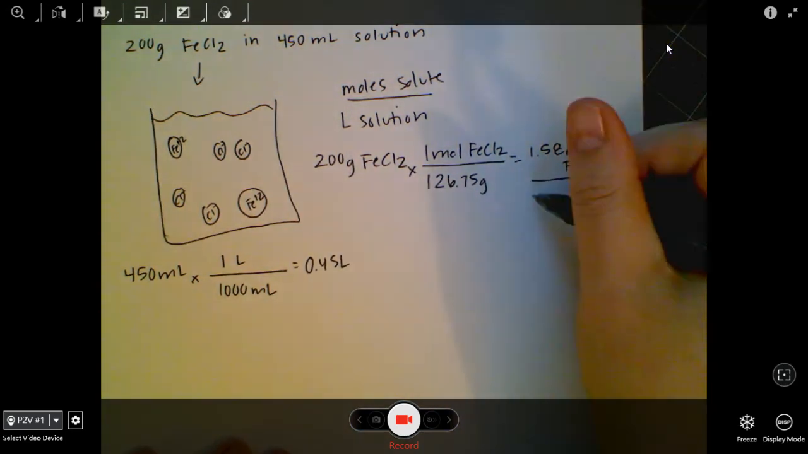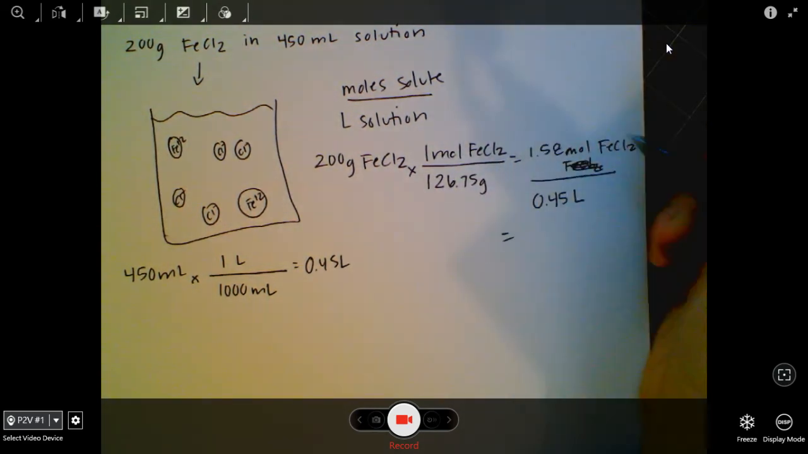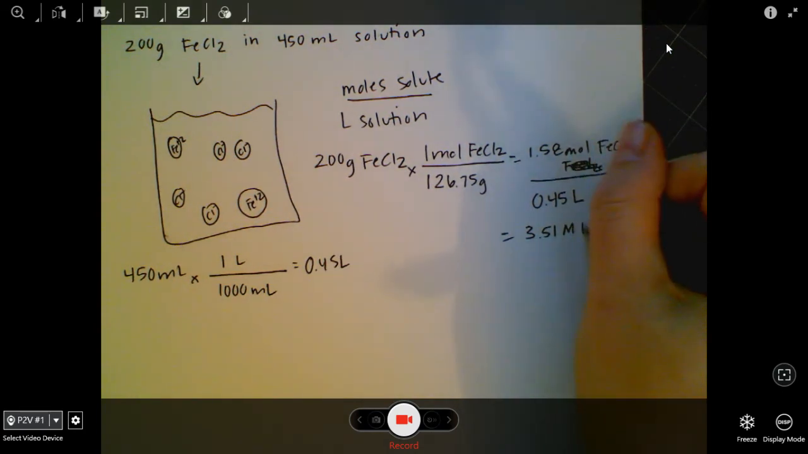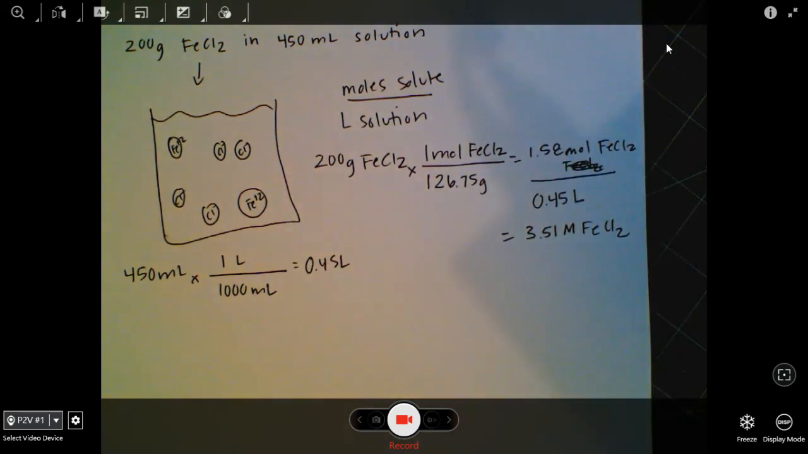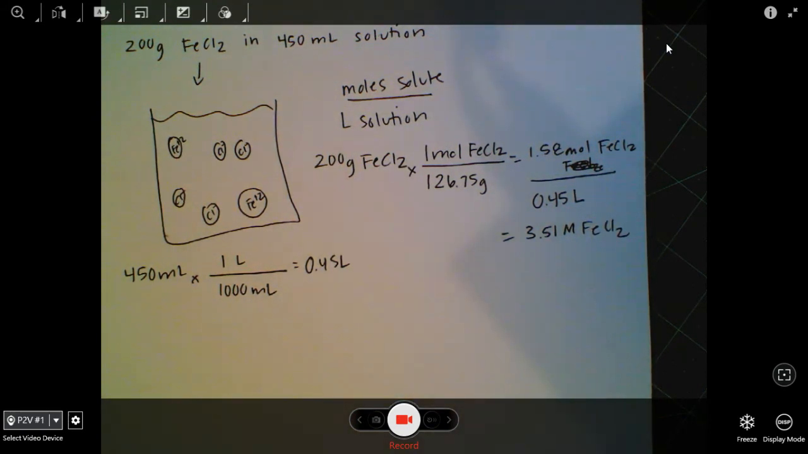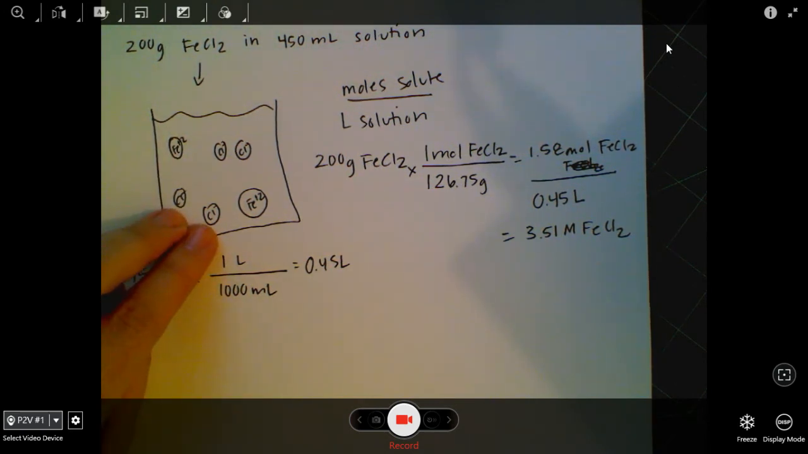So I'm going to put that 0.45 liters in my denominator here. And if I take 1.58 and divide it by 0.45, I end up getting 3.51 molar FeCl2. So that's the concentration of the iron chloride solution. The second calculation asks you what's the concentration of the chloride ion though. So if you think about it, if I drop a mole of FeCl2 into this beaker, I'm going to get, in theory, 1 mole of iron 2 plus ions and twice as many chloride ions.